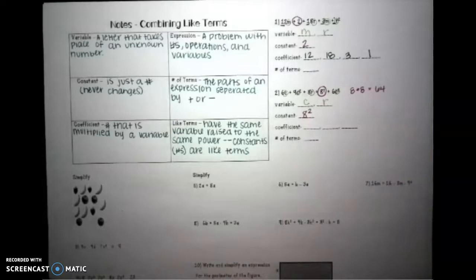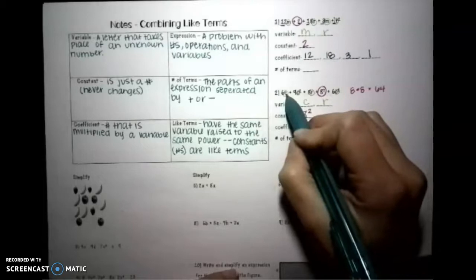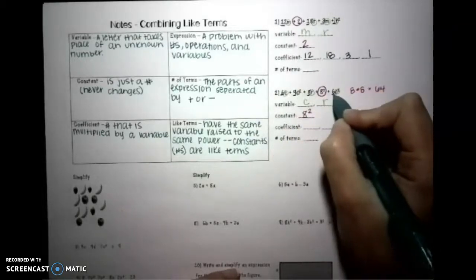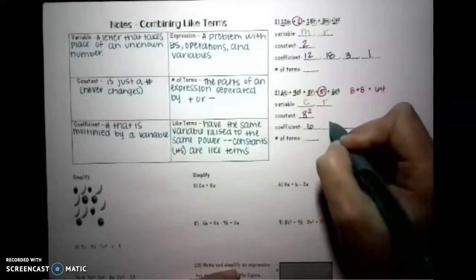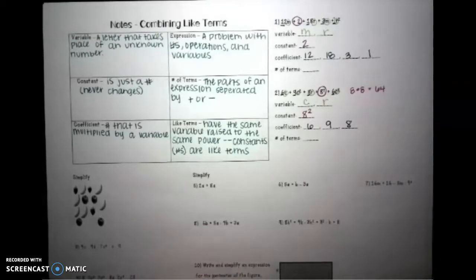Our coefficients are the numbers that are being multiplied by the variable. So we're going to find our variables, and the coefficients are those numbers right next door. Okay. So I have a 6, a 9, and an 8. We already have 6 written. And then let's go back to these two.